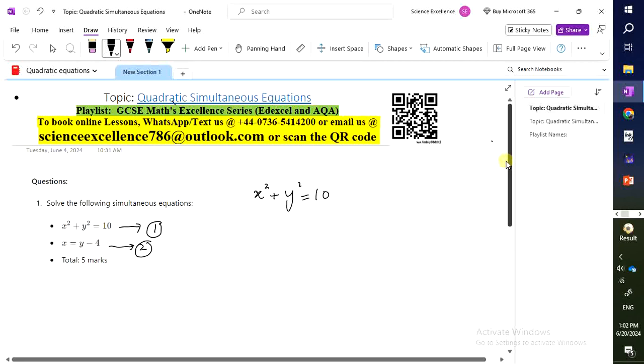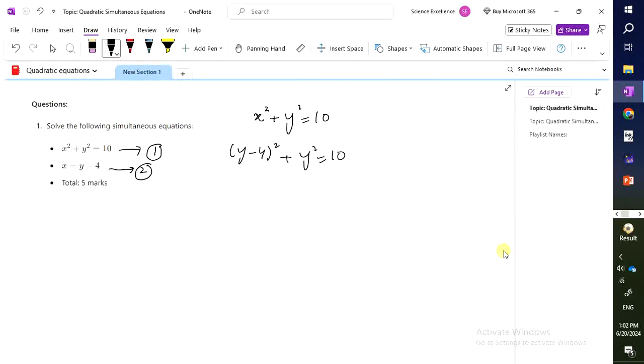and the second equation is x equals y minus 4, so we can replace our x with y minus 4, so it will be (y minus 4) squared plus y squared equals 10. So (y minus 4) whole squared can be written as (y minus 4) times (y minus 4) plus y squared equals 10. So y times y will be y squared, y times minus 4 is minus 4y, minus 4 times y is minus 4y, and minus 4 times minus 4 will be a positive 16, plus y squared equals 10.